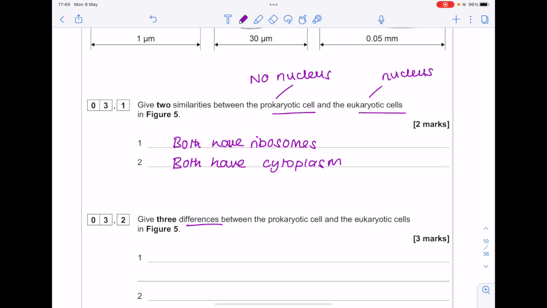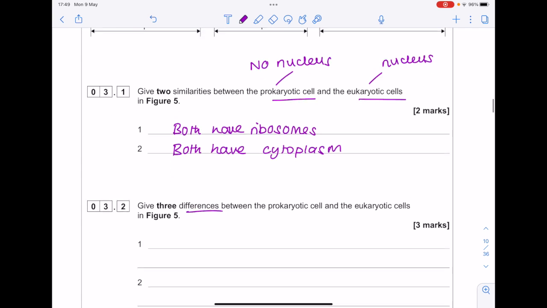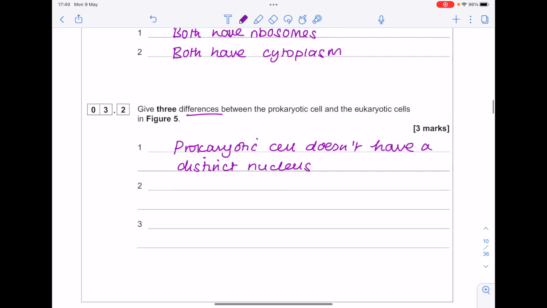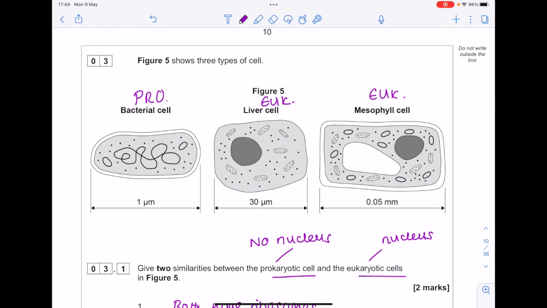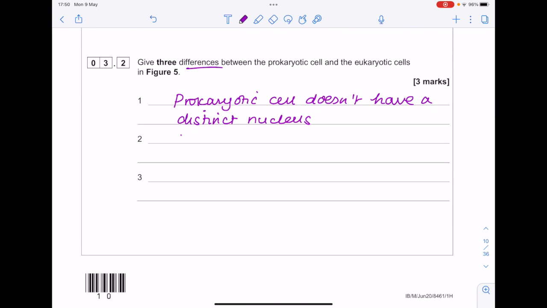Give 3 differences between the prokaryotic cell and the eukaryotic cell shown above. So what's different? Well, the most obvious thing here is that the prokaryotic cell doesn't have a distinct nucleus. What else is true? Look at these little circles of DNA. These are plasmids. Neither of the eukaryotic cells have plasmids.